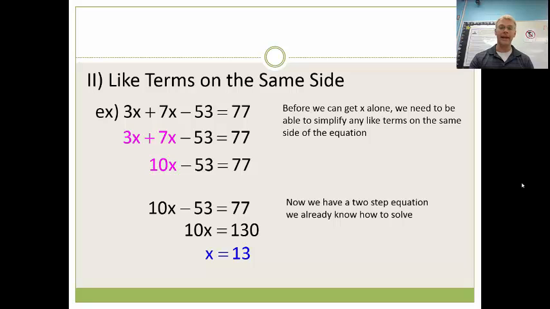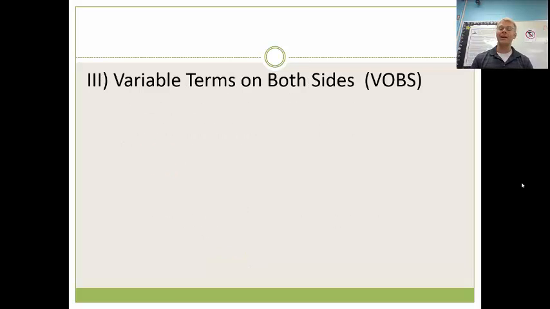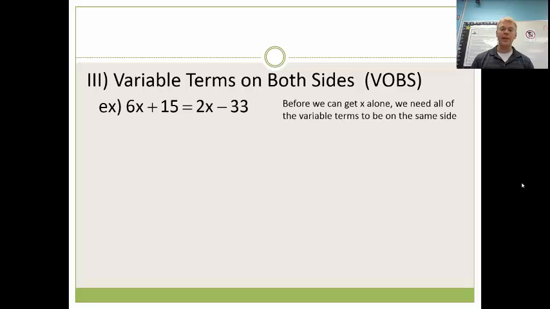by dividing by 10. So the third complexity we're going to look at in this video lesson is variable terms on both sides, or an abbreviation for that is VOBs, is an easy way to remember that. What will happen is we now have a variable term on both sides. Now we cannot combine these because they're not on the same side of the equal sign. They're not on the same side of the equation. So we have to do something to get them on the same side of the equation so that we can combine them and we don't have a variable in 2 different terms.